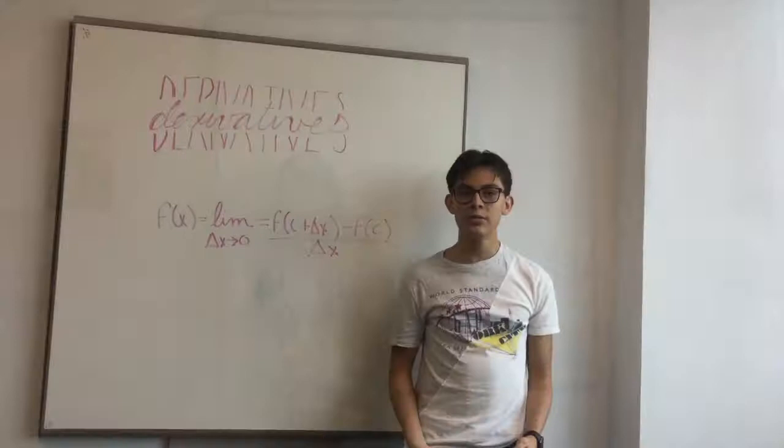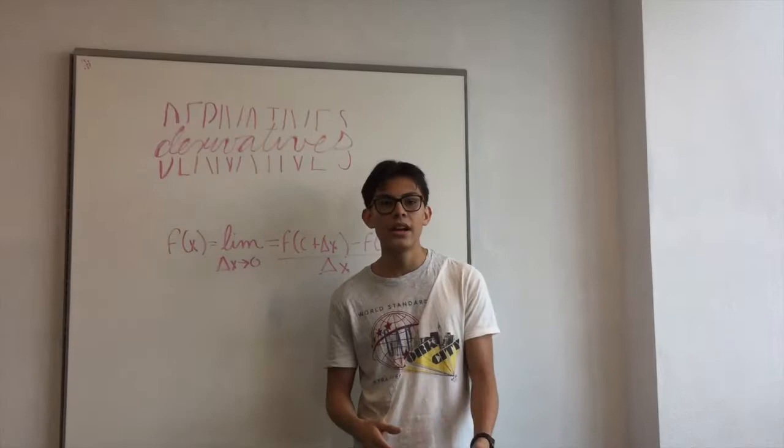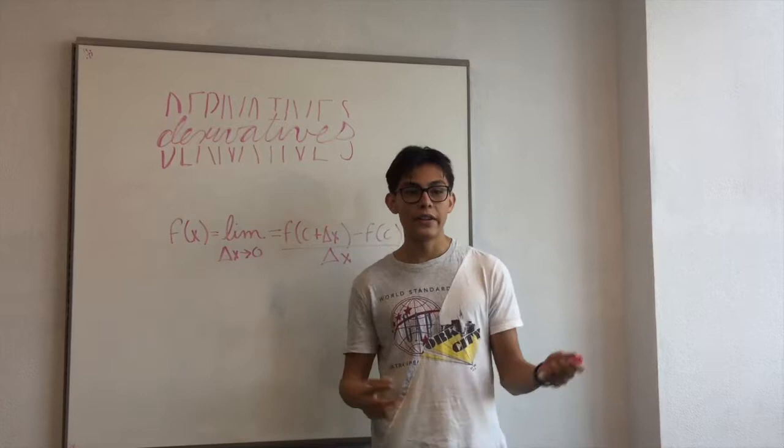Now, if we observe derivatives from a different perspective, it can also be defined as the rate of change of a function with respect to a variable. But what is the rate of change? It consists of the description of how quantities change in relation to each other. It is expressed as the ratio between the change of one variable related to the change of another variable.